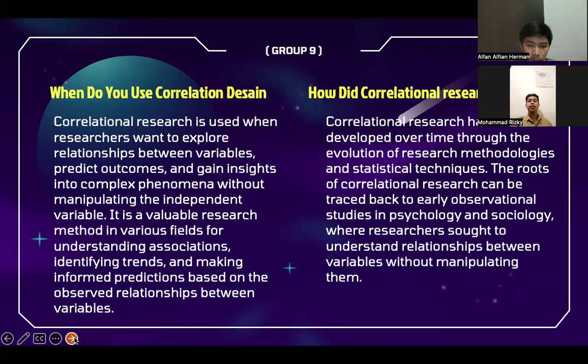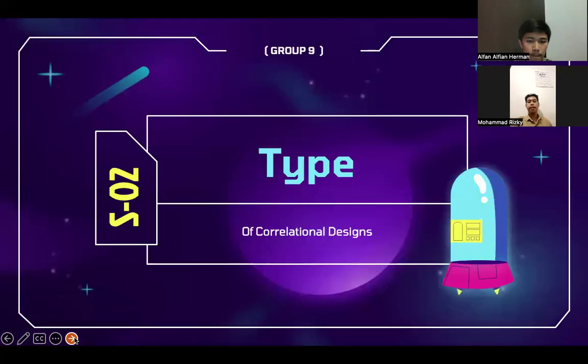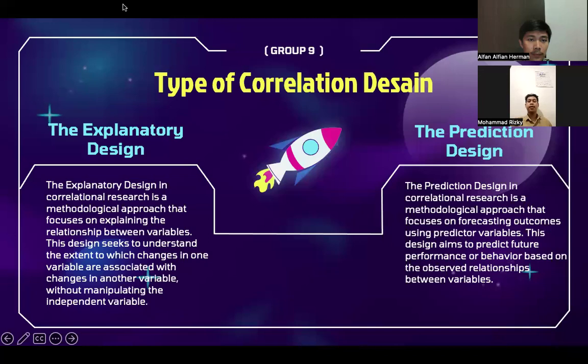Correlational research has developed over time through the evolution of research methodologies and statistical techniques. The roots of correlational research can be traced back to early observational studies in psychology and sociology, where researchers sought to understand relationships between variables without manipulating them. Okay, next slide. Okay, the next slide is about types of correlational design, which will be explained by Alfan. Time is yours.